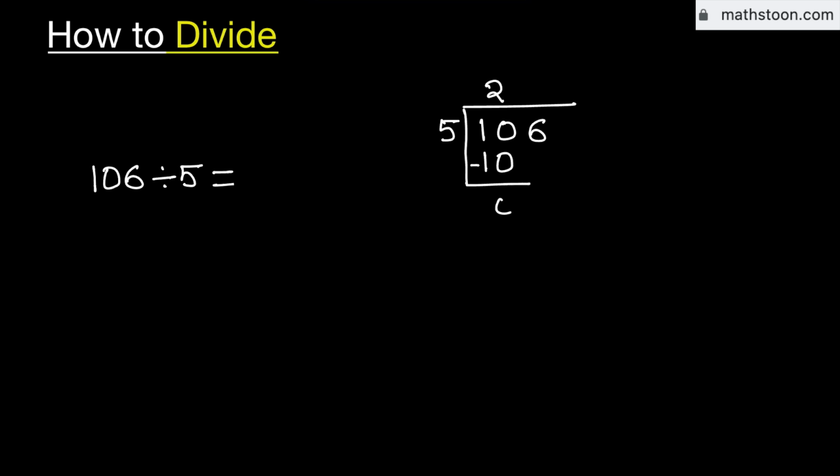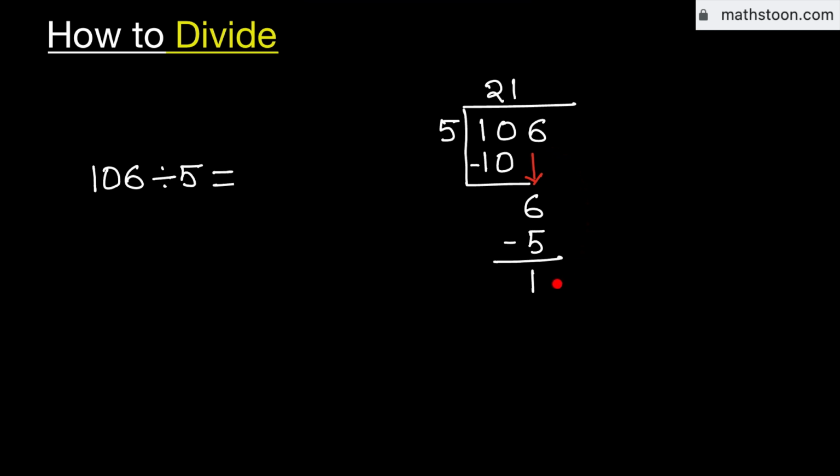Subtract, we get 0. Now this 0 is less than 5, so we need to bring down this adjacent 6 here. Look that this is the number 6. So we will remove this 0. And we know that 5 times 1 is equal to 5. Subtract, we get 1.